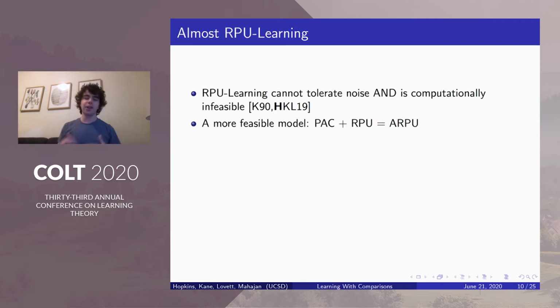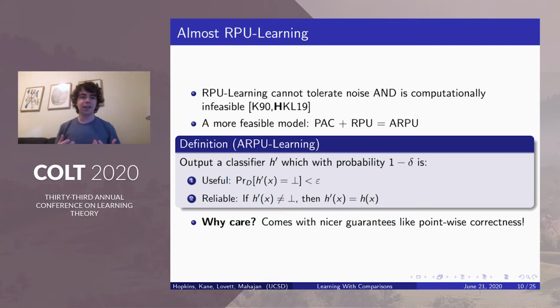And so in this work, we introduce a somewhat more feasible model, a mixture between PAC and RPU learning that we call almost reliable and probably useful learning, ARPU learning. So what is this? Well, our goal is very similar. Our goal is to output a classifier h prime, which with probability 1 minus delta satisfies these two properties. It's useful, so it doesn't say I don't know very much, and it's reliable. When it does label a point, it does so correctly.